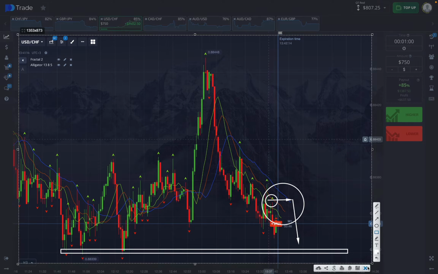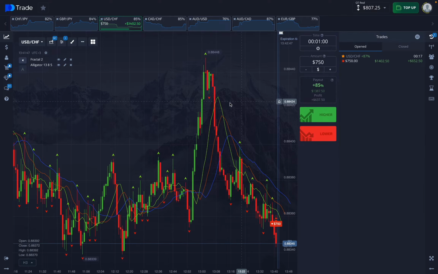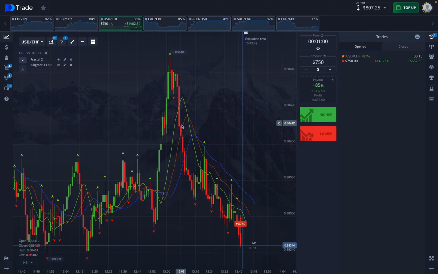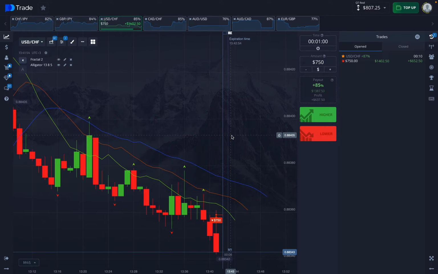Let's look at the result of the first trade, and our first trade closes in plus. As I said, the price is moving down. We will strive to reach this area of support, which is exactly what it did for us. The transaction was not quite complicated.